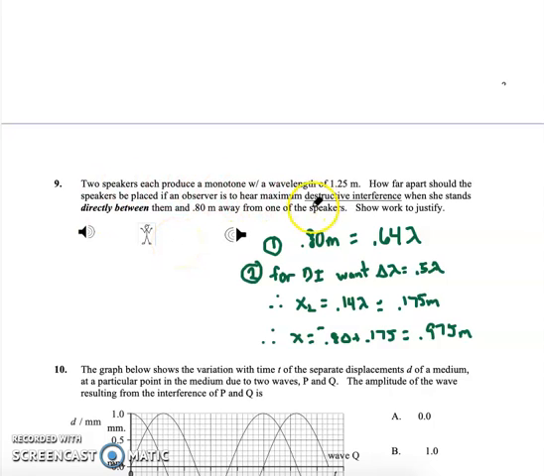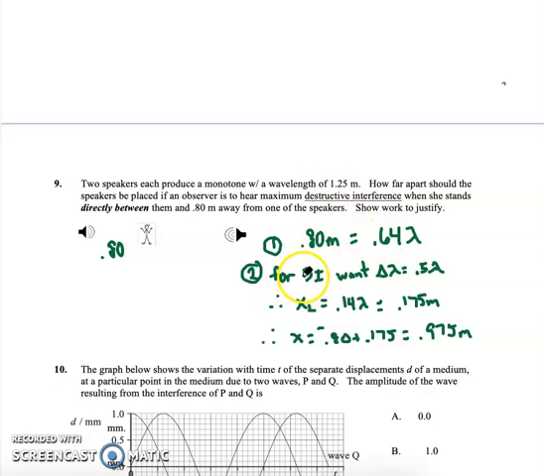Okay, so we want destructive interference. Destructive interference means we are a half a wavelength difference or 1.5, etc. So this is how we break it down. You're told that we're 0.8 away from one of the speakers. So you should show some work that that's 0.64 wavelengths. In other words, I just take this number and divide it by the wavelength of one wave. That's where I get this.